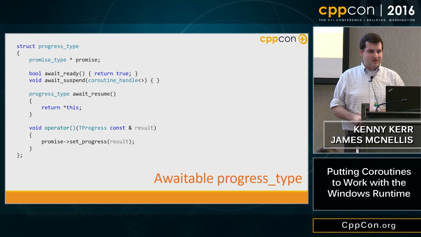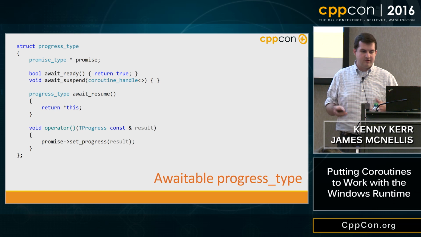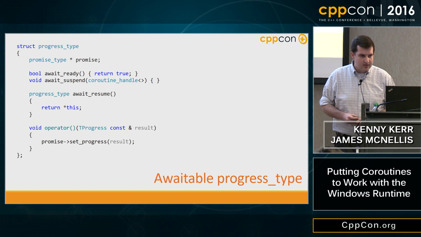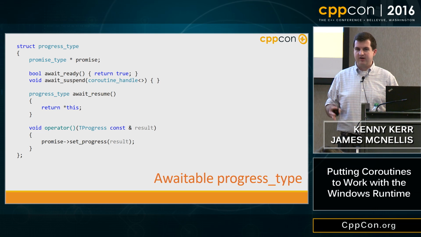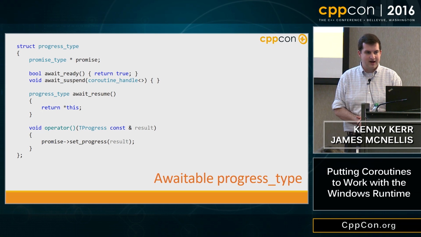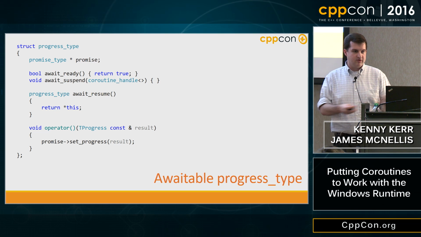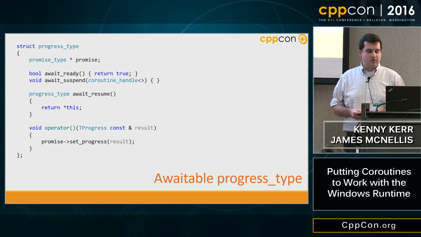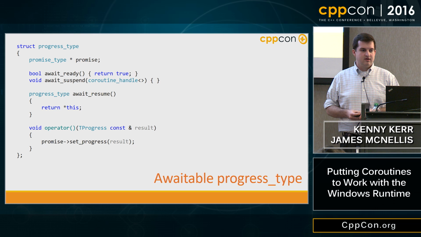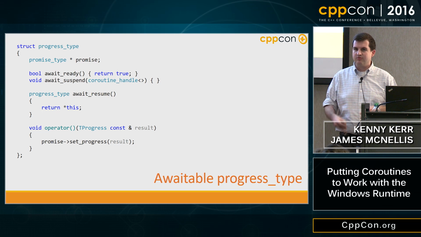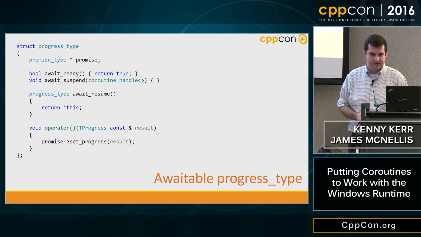So then our progress type is actually going to be implemented quite simply. It's just going to store that pointer to the promise. Its await ready is going to return true because we don't actually want to suspend. We just want to return the progress token back to the caller. Await resume will then just return the progress token. And then we will overload the function call operator so that you can actually call it with the current progress, and it will call the setProgress function on the promise, which will do the appropriate thing for the WinRT interfaces.